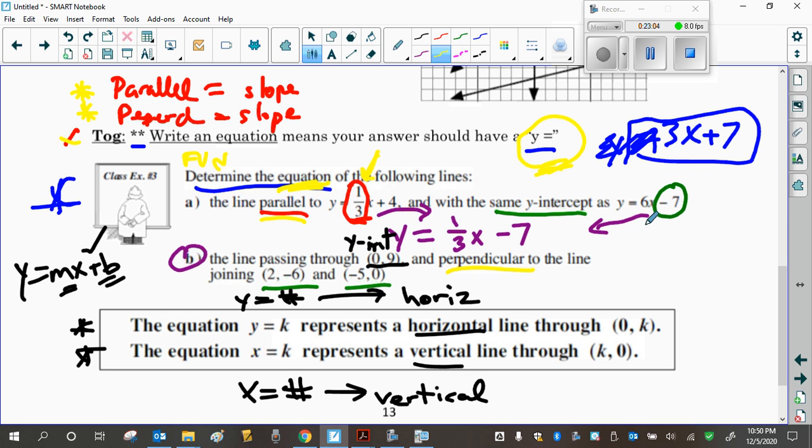And then with the second equation, they say the same y-intercept, so we care about the y-intercept part. And now we just combine those two into y equals 1/3 x subtract 7. So you're taking the red 1/3 and the green -7, and don't forget to put the y equals.